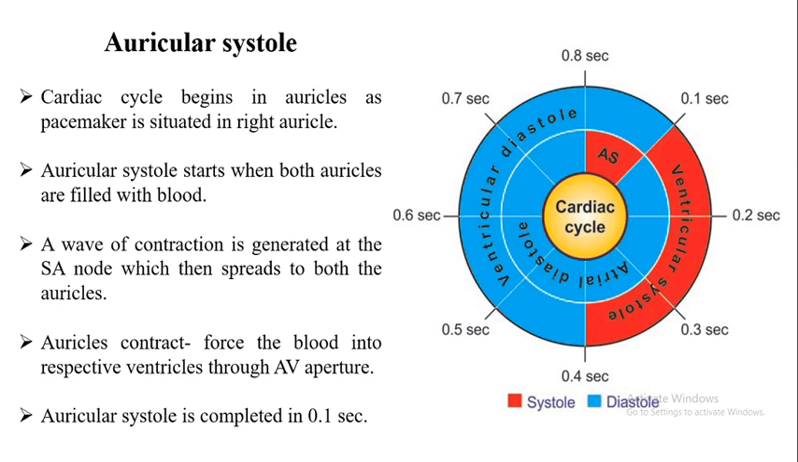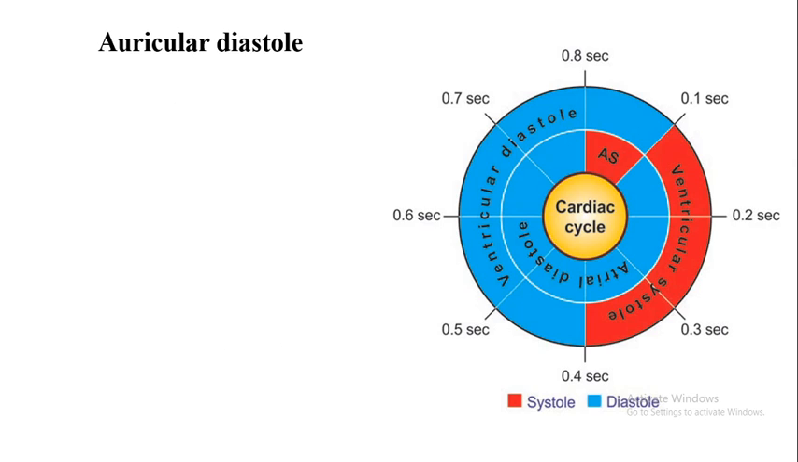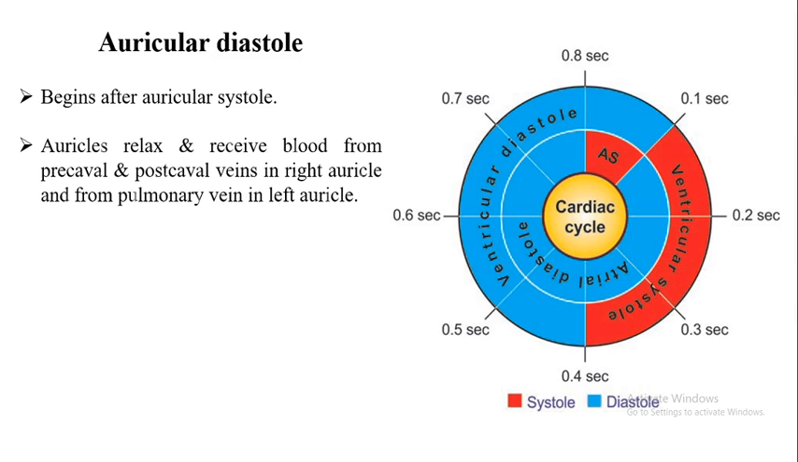So this is about the auricular systole. Then auricular diastole starts immediately after auricular systole. So when auricular systole is completed here, then auricular diastole starts. Auricles relax and receive the blood from precaval and postcaval veins. Again, as the auricles are now relaxing, they are receiving the blood from precaval vein and postcaval vein in right auricle and pulmonary vein in left auricle.